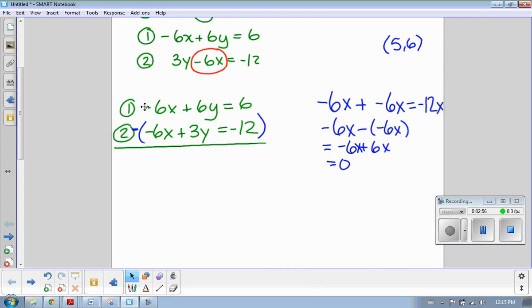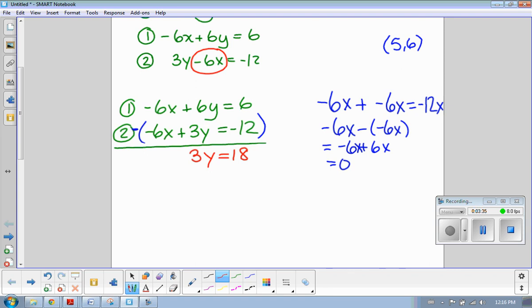So now we're going to eliminate that variable. The 6x minus negative 6x gives us 0, and 6y minus 3y gives us 3y. And 6 minus negative 12 gives us 18. That's also a tricky spot. You have to remember that minus sign that's in front of the brackets for every single term. So we did 6y minus 3y and 6 minus negative 12. Okay, so we've got 3y equals 18.